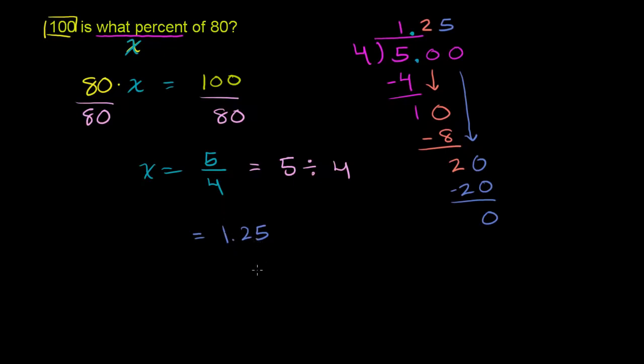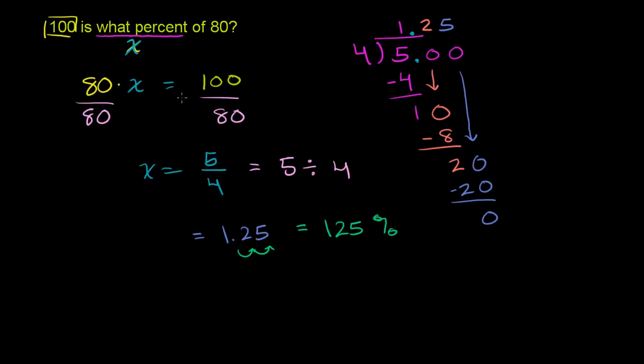So to write it as a percent, you literally just have to multiply this times 100, or shift the decimal over twice. So as a percent, if you just shift the decimal over twice, this is equal to 125%.